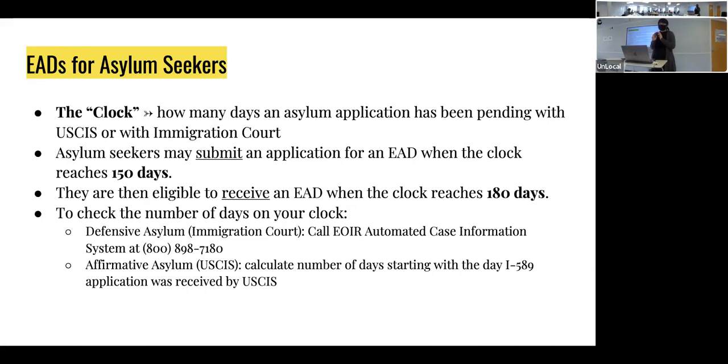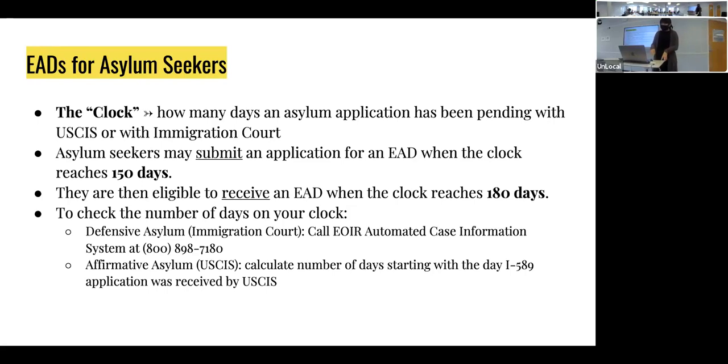So basically the clock dictates that asylum seekers may submit the application after 150 days have passed. They are eligible to receive it when the clock reaches 180 days. So to put it simply, that is approximately 5 months when you can submit the application, and then 6 months when you can receive it.